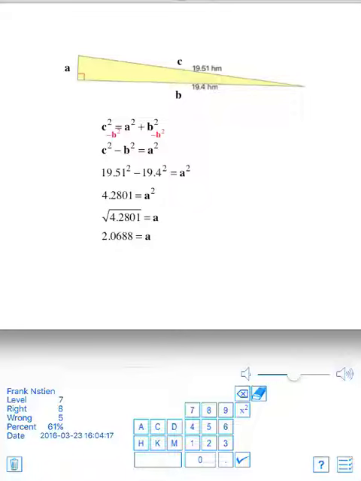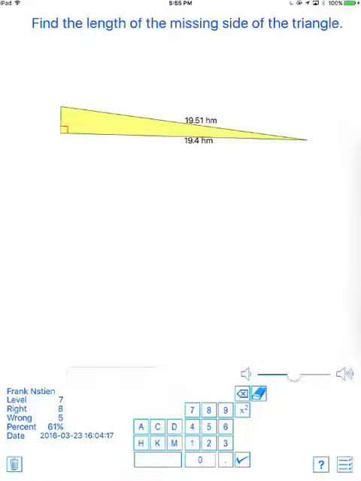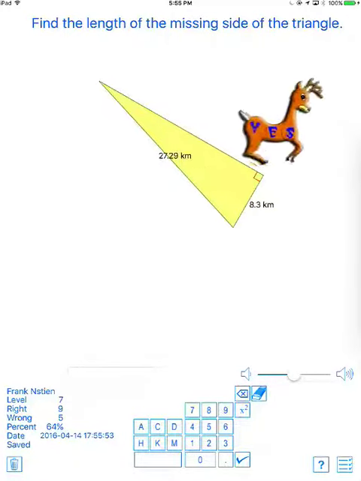All right, so back into the app. 2.0688. Hectometers. And then we click on the check button to check to see if we're right. Excellent. Yay.